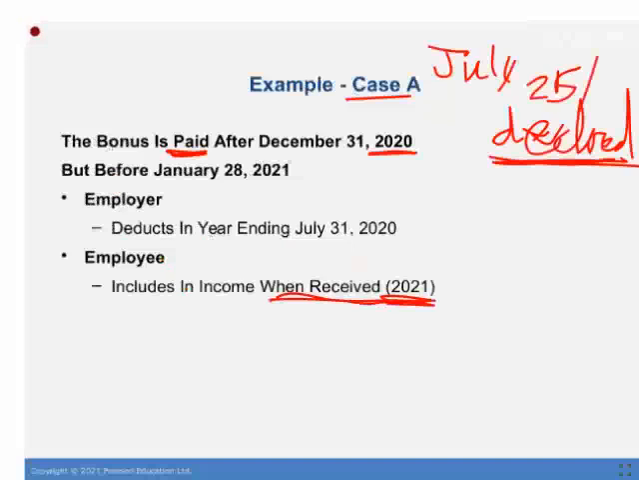In this example, I should put that was 2020. Right, so July 25th, 2020 is when it was declared. So it's all about when it will get paid.